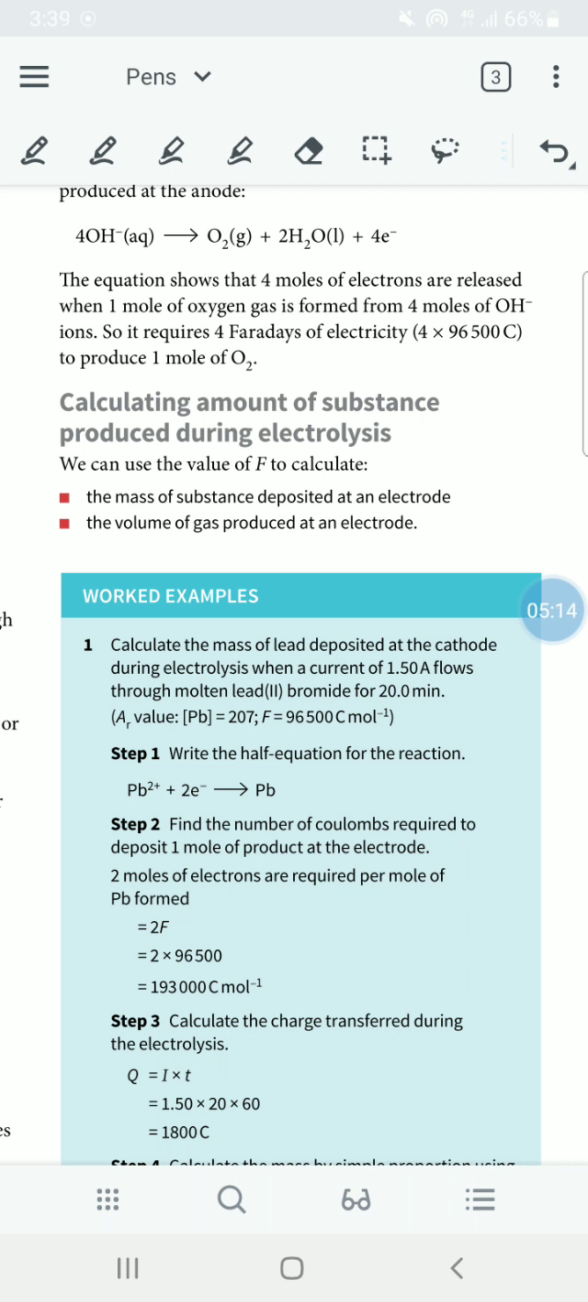First of all, we have to figure out how many electrons are required for the reaction to take place for 1 mole. So lead is being deposited; lead is 2+ in lead bromide. Pb²⁺ gains 2 electrons to produce lead, right? Then to produce 1 mole of lead, we would require 96,500 times 2, which is 193,000 coulombs per mole, because 2 moles of electrons are required for 1 mole of lead to form.